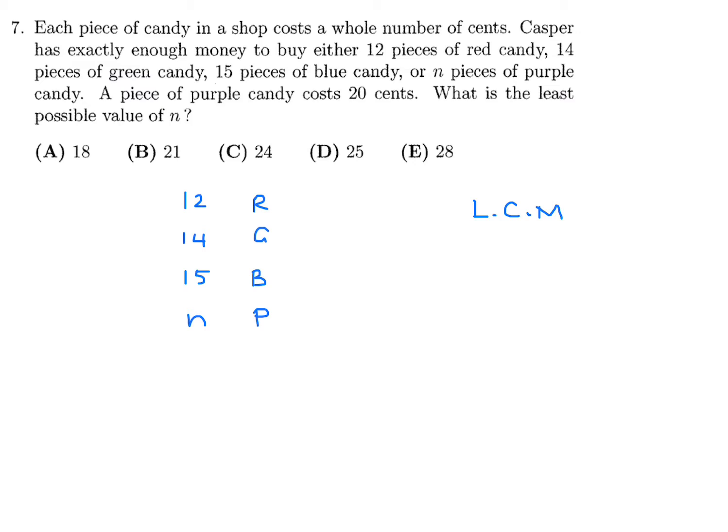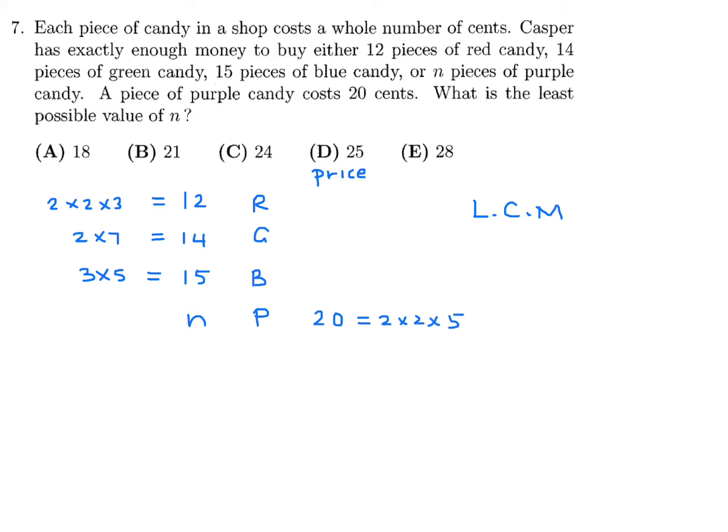So for the purple, we're not told how many, but we are told the price, and that price is 20. So I'm going to find the LCM of these numbers right here. Well, 12 is equal to 2 times 2 times 3. 14 is equal to 2 times 7. 15 is equal to 3 times 5. And 20 is equal to 2 times 2 times 5.